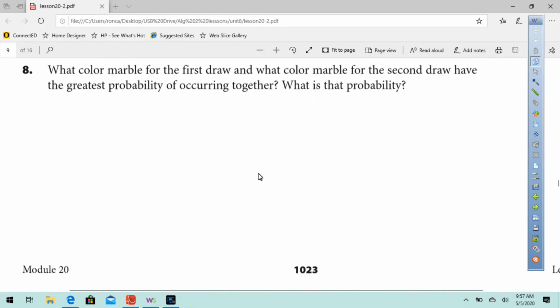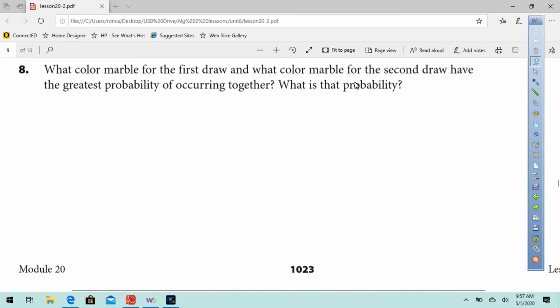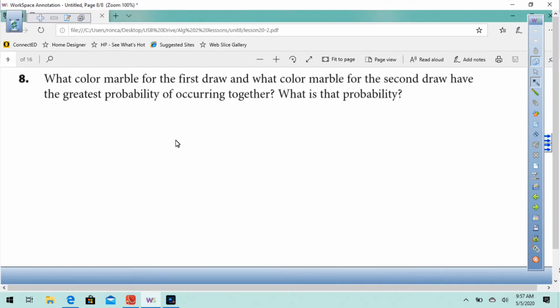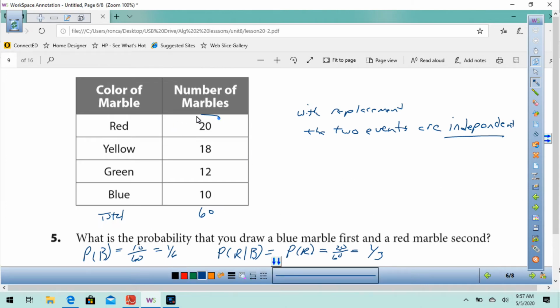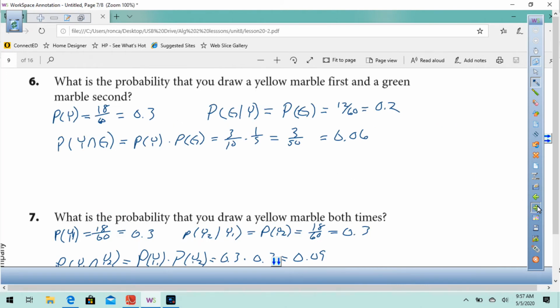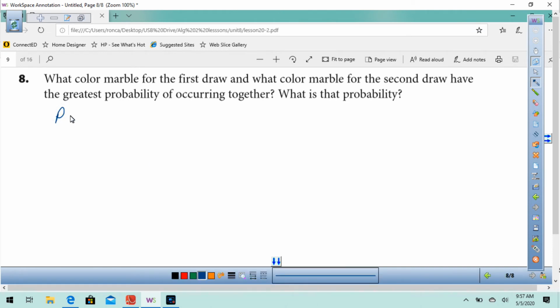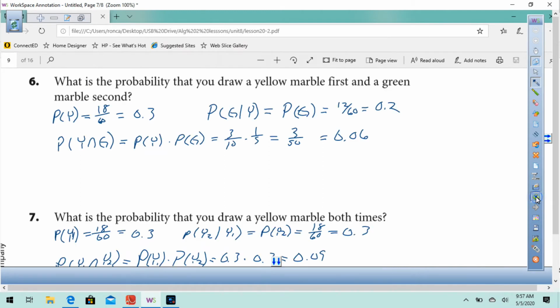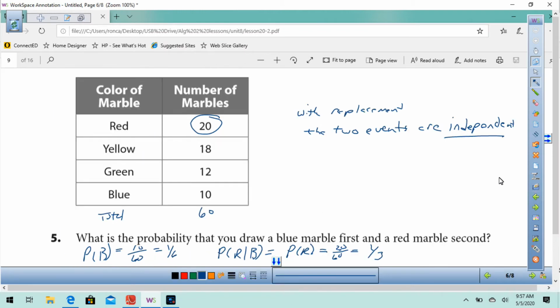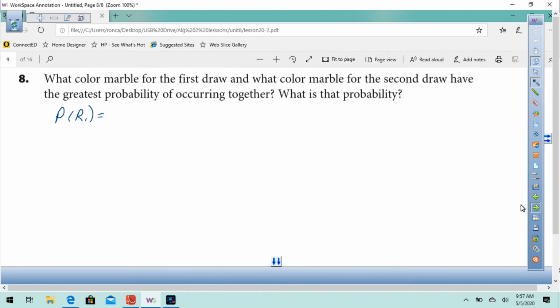Number 8. What color marble for the first draw and what color marble for the second draw have the greatest probability of occurring together? Well, that would be the one with the most marbles in there, and that's going to be red. Red's got 20. So the probability of red on the first draw, since we're replacing them, is 20 over 60, that's 1/3.